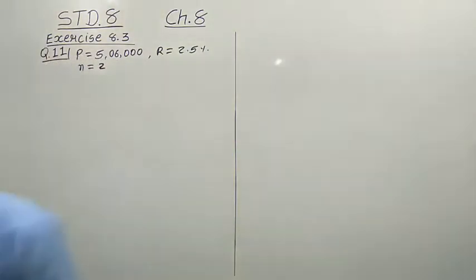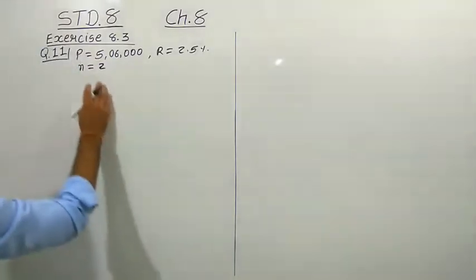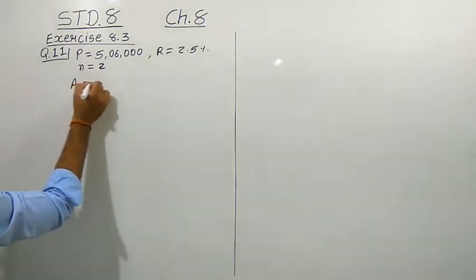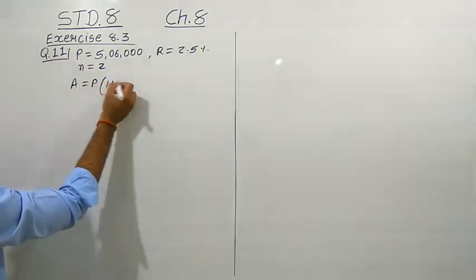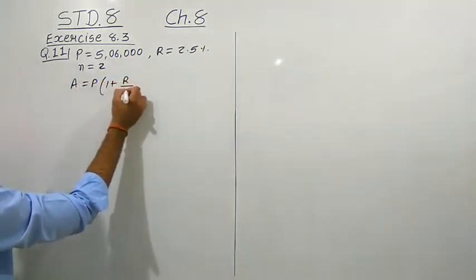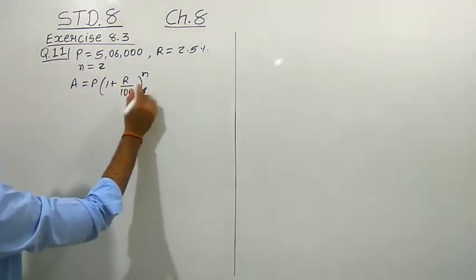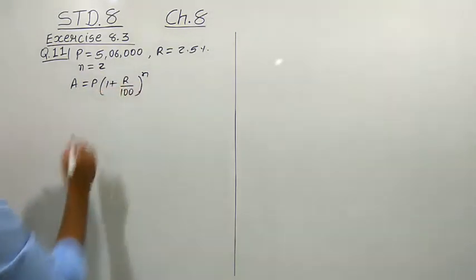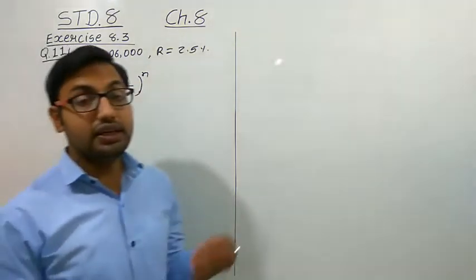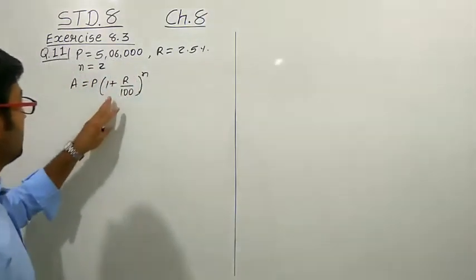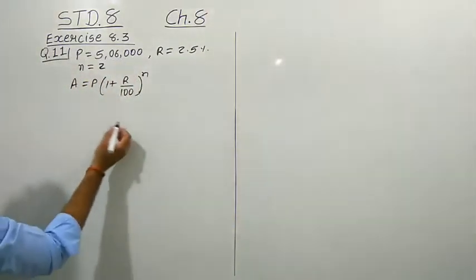So let us apply the formula that we already know: A is equal to P times (1 plus R upon 100) raised to power n. See, why are we using the plus sign here? Because the number of bacteria gets increased. That is why we use the positive sign. Let us put down all the values.